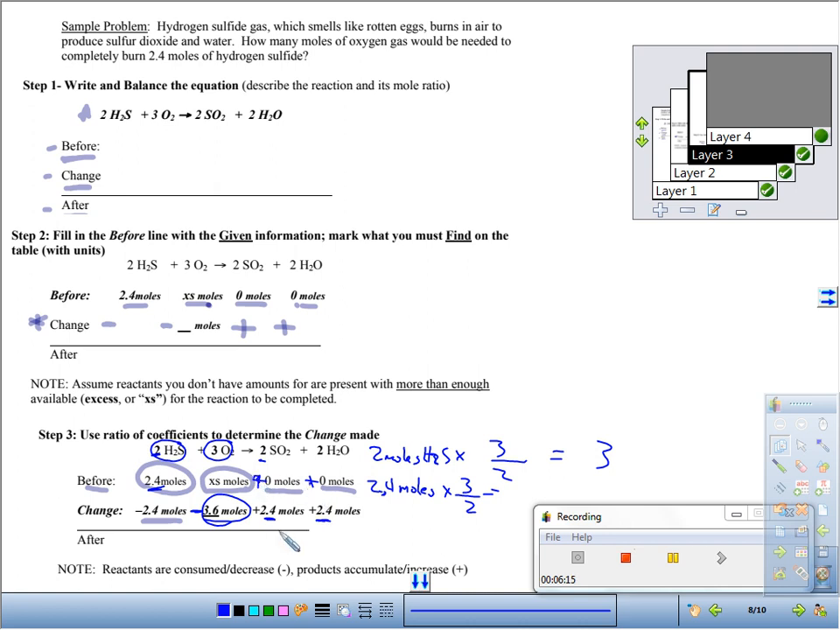Now, here's the easy part. What happens in the end? Well, if you can just add and subtract, you're in good shape. So watch what happens. 2.4 minus 2.4 is 0. And excess minus 3.6 is the negative 3.6. This is the moles of O2 that we use. And this is showing over here what we gain, the plus 2.4 moles of my SO2, and the plus 2.4 moles of my H2O. Okay, so I'm just following this down. So again, the math all takes place here. The only thing that goes in these tables are moles.